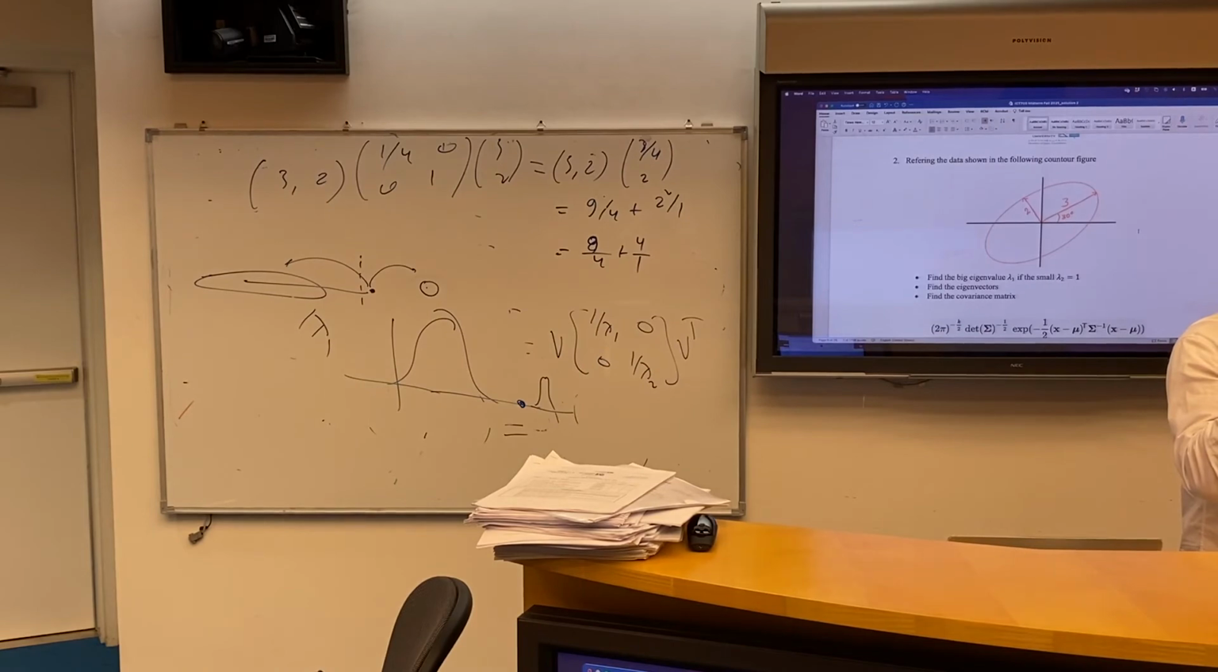Lambda, the big one is lambda. Lambda 1 over lambda 2 should be equal to 3 out of 2, right? 3 out of 2.